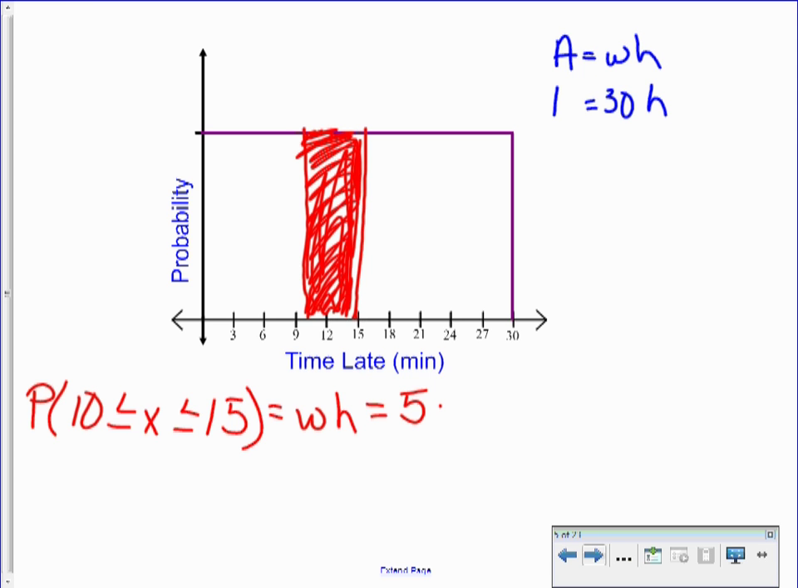What do we need to do to find height? Divide by the width. So what is our height? 1 over 30, because my graph is 30 wide.